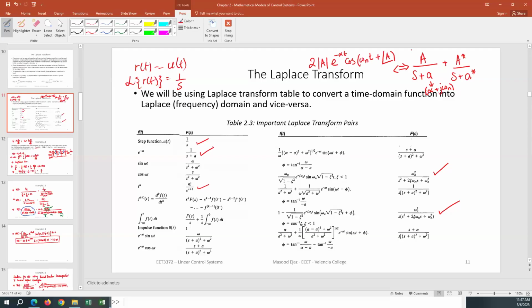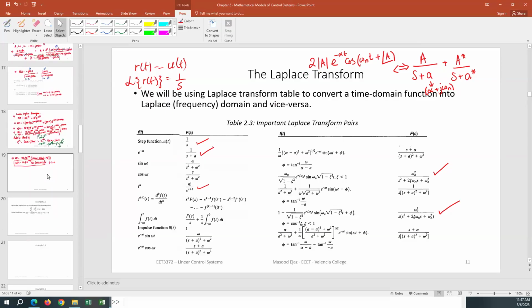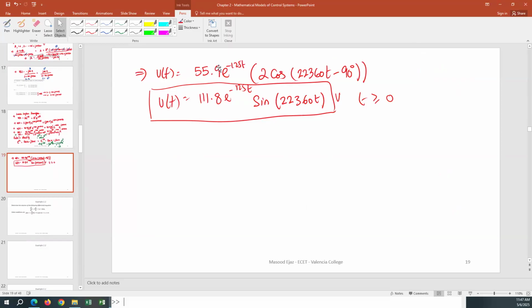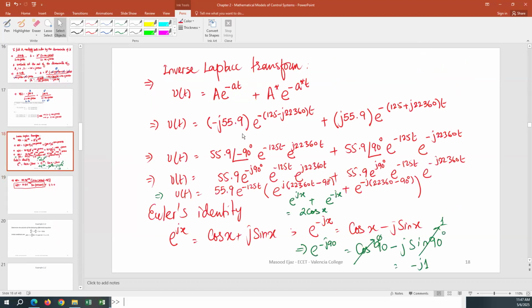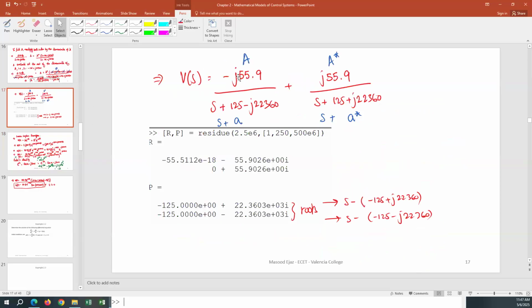So this is the relationship that we had. Let's compare it with what we had. 2 times the magnitude of the numerator, which was 55.9, e to the power negative alpha t, alpha was 125, cosine omega n t, plus the phase of the numerator. The phase of the numerator was negative 90, right over here.